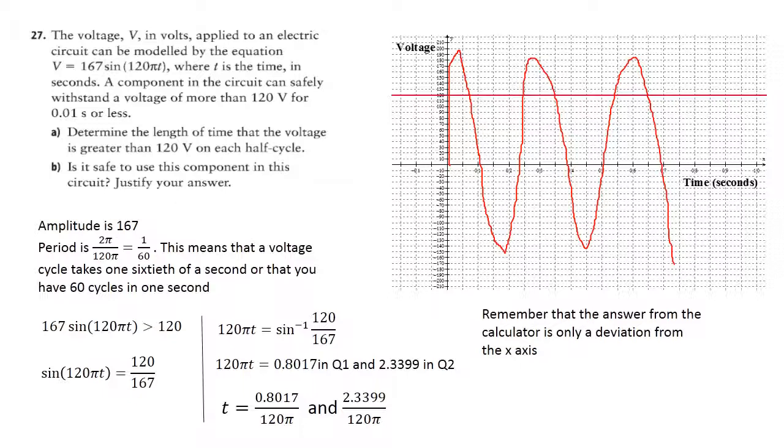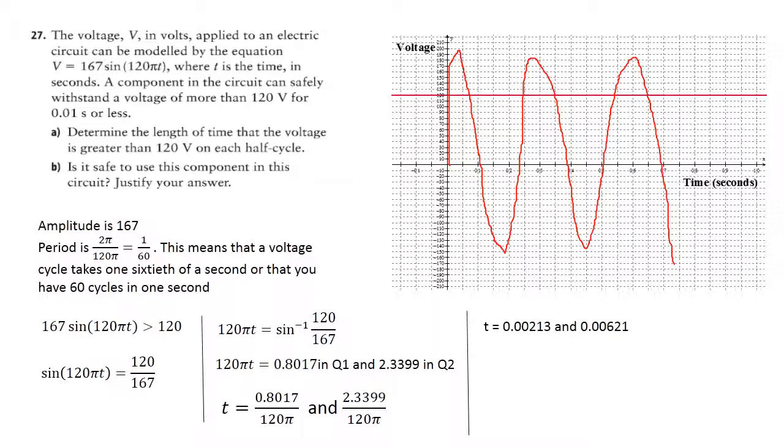That gives us that t now must be equal to that number that we got, the 0.8017, which is in quadrant 1, and the 0.2399 in quadrant 2. We're going to take that and divide that by the 120 pi. And that gives us these answers. t is equal to 0.00213 and 0.00621.